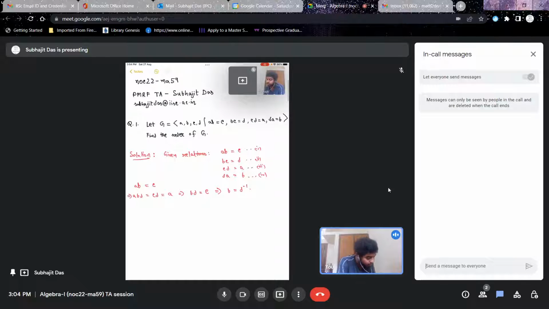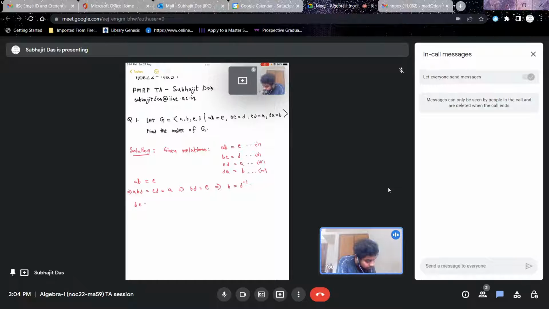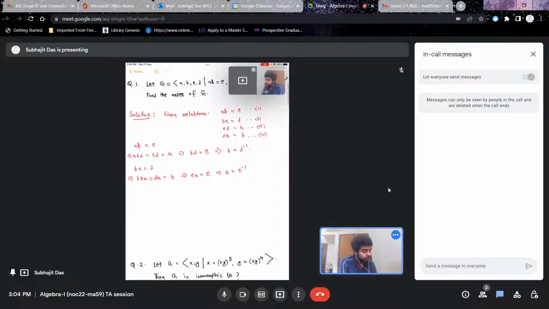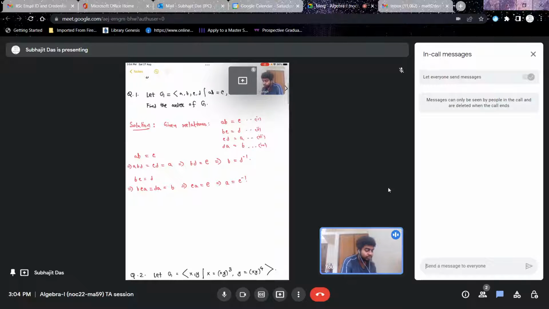This further implies that B and D are inverses of each other. Similarly, if we take the relation BC is equal to D, and multiply both sides by, let's say, A, this implies BCA is equal to DA, and notice that the fourth relation implies that this is B. So applying a cancellation again, we get CA is equal to E, which gives you A is equal to the inverse of C.